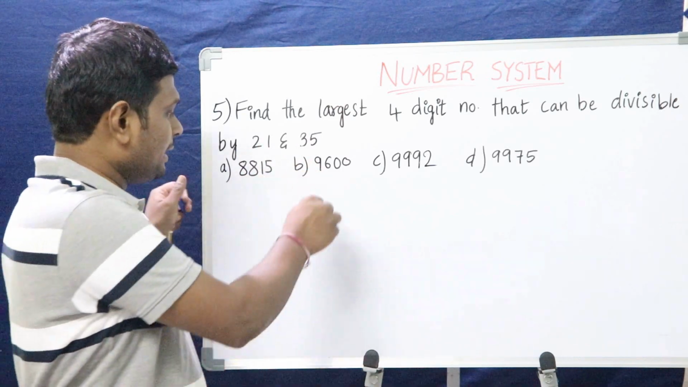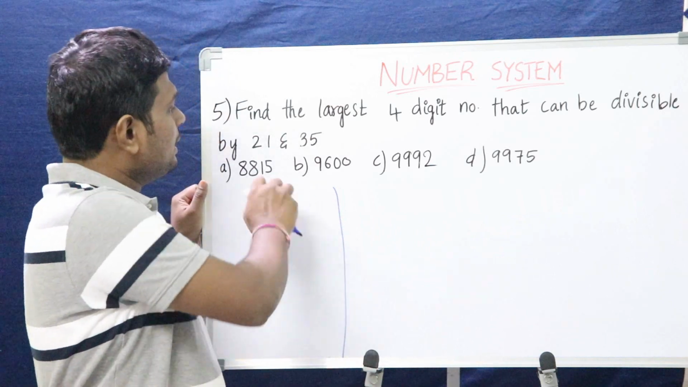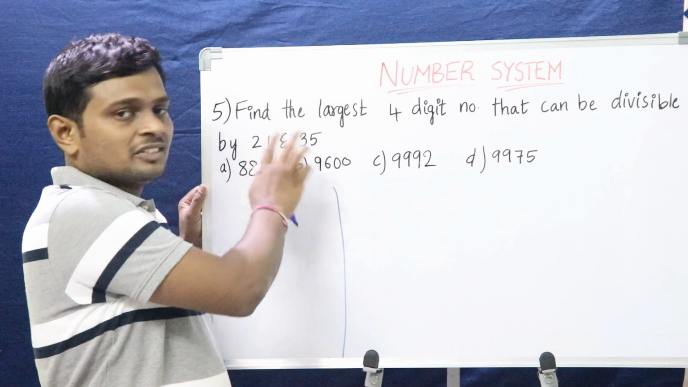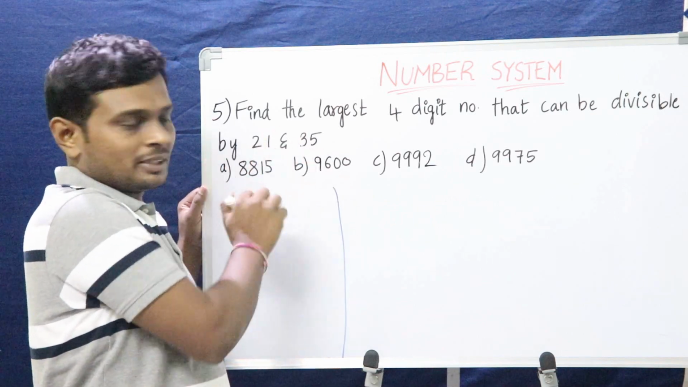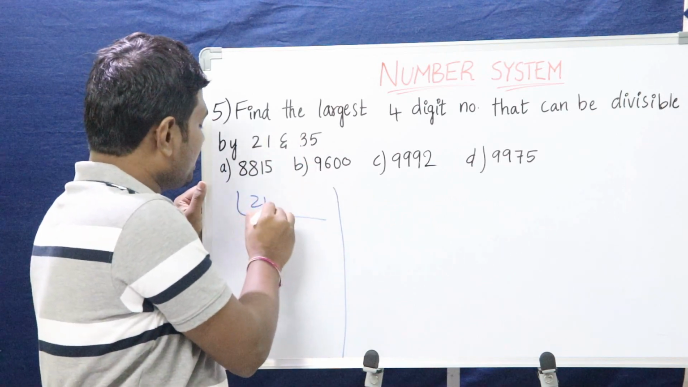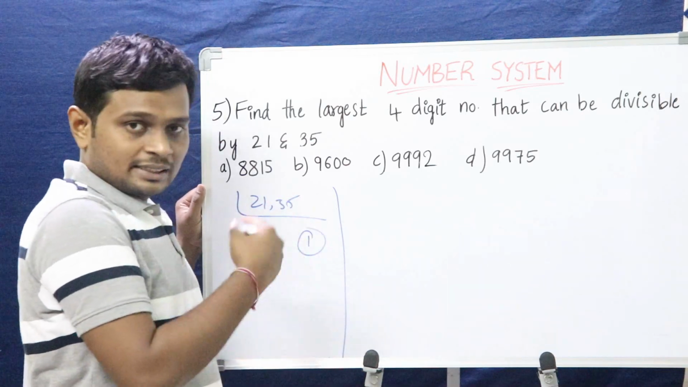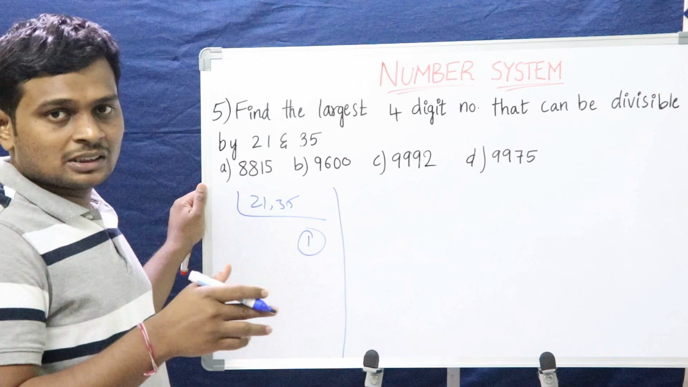In the traditional way, in order to get it divisible by 21 and 35, it should be divisible by the LCM of these two numbers. That means we need to find out the LCM of these two numbers. That is the first way. The second way, we can rule out the options one after the other.